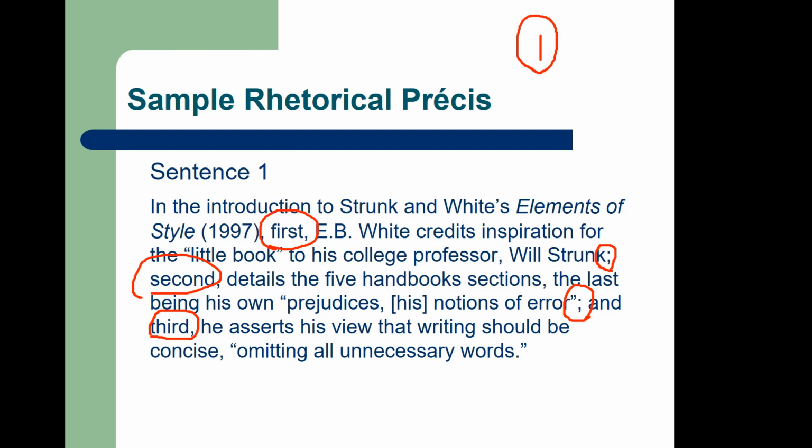The next thing the writer does is insert this bracket, okay? In order to make the sentence flow, the word his is needed here, but that is the writer of the précis putting that in and not E.B. White. So a bracket indicates that it's something that you, the writer, are putting into the writing, and it keeps the veracity, the truth of the writing clear.